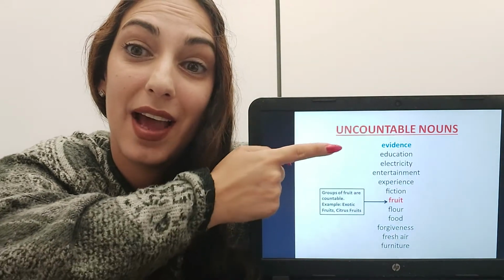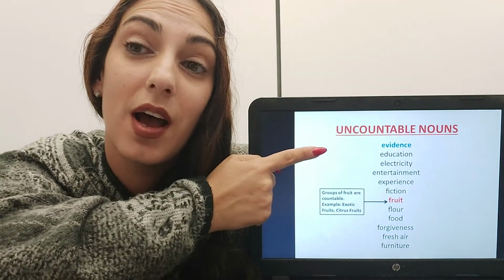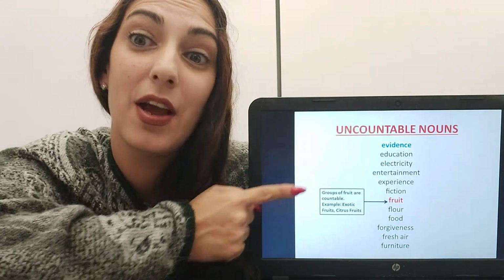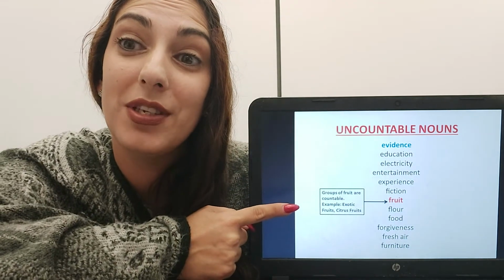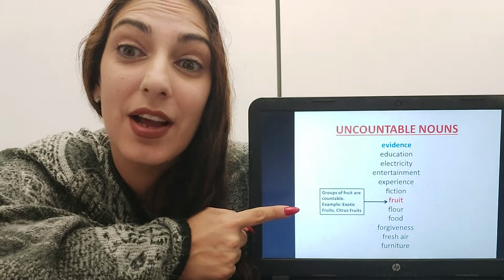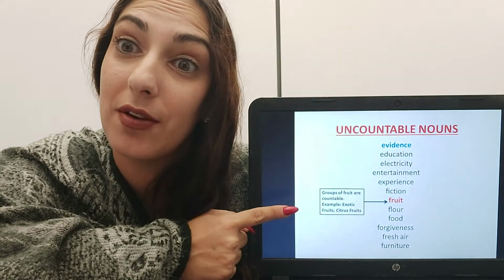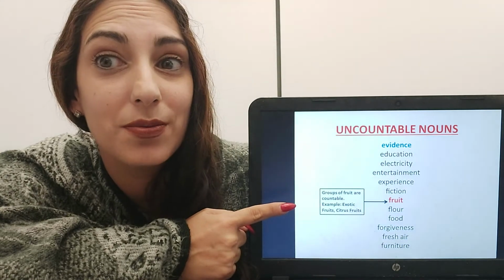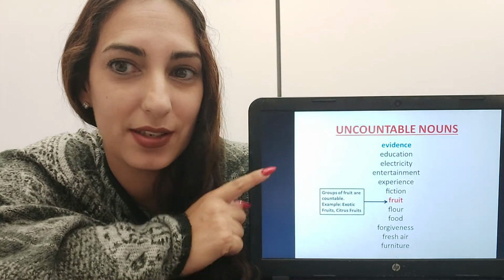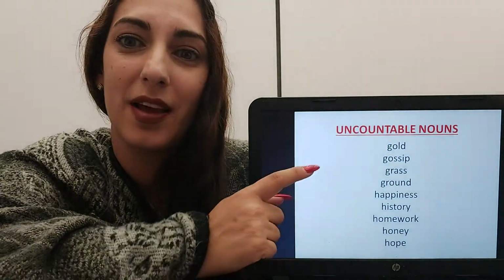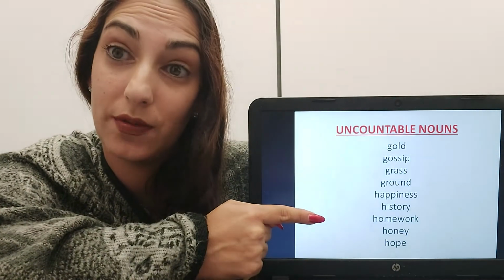Now here, evidence is also a very important uncountable noun that we always forget. Okay, so make a note of it. Fruit. Fruit is uncountable, but it can be countable when you talk about groups of fruit, like exotic fruits, citrus fruits. So it can be countable in this context. So pause the video and make a note. Here we have some more. Pause the video if you wish.